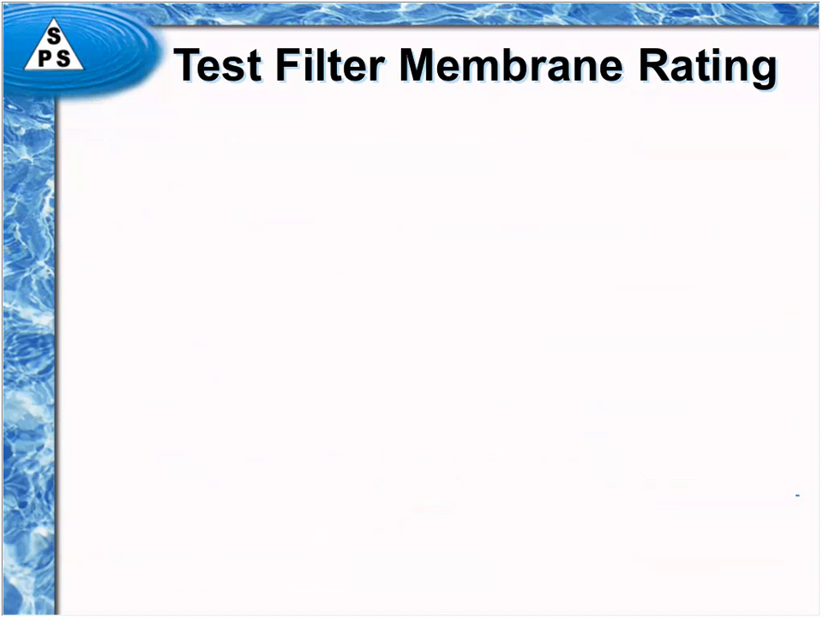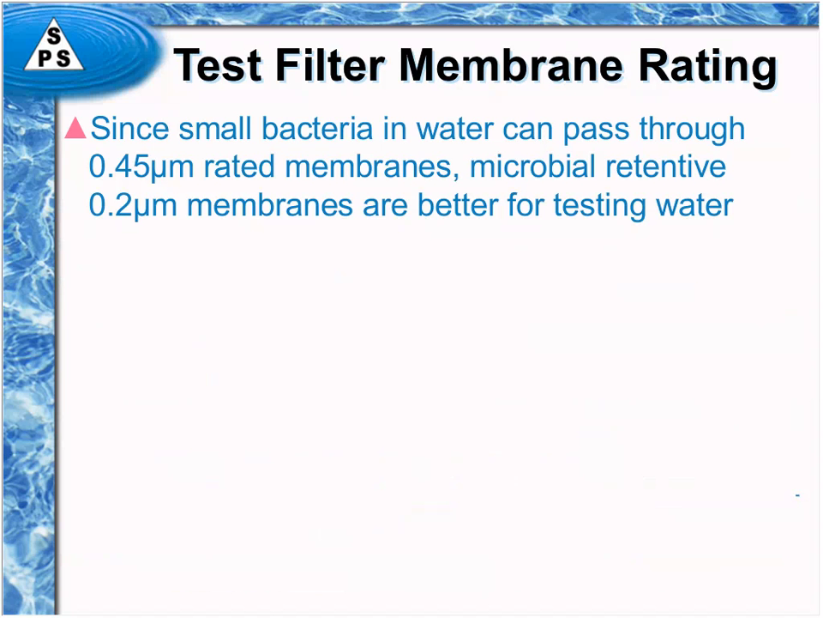Okay, let's look at test filters. Now, there is a knowledge, of course, that there are very small bacteria in water. And since we already know that these small bacteria can actually easily pass to some degree through a 0.45 rated membrane, that your testing for water ought to be done with a 0.2 micron membrane.